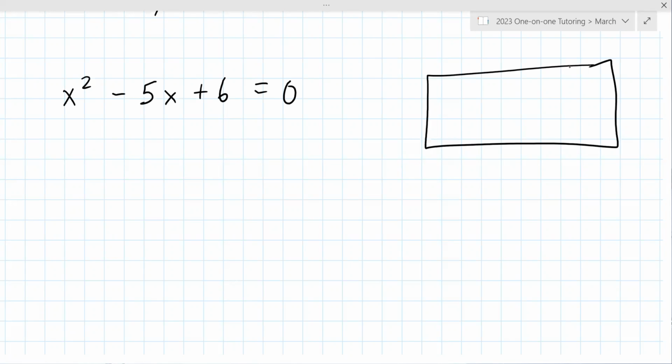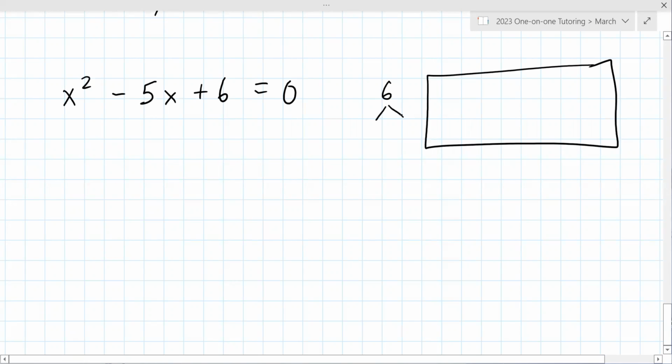Would it be x minus 5, x plus 1? So to answer your question here, do 1 and 5 multiply to 6? No, it adds up to 6. You want numbers that multiply to 6, so it can't be 1 and 5.